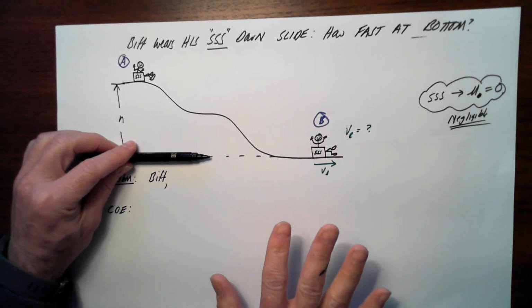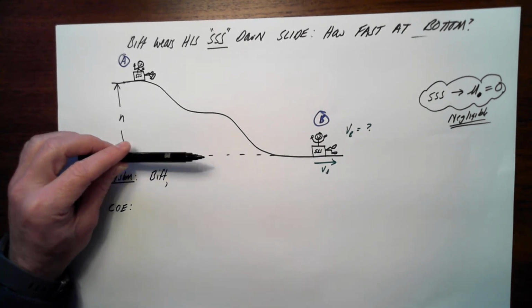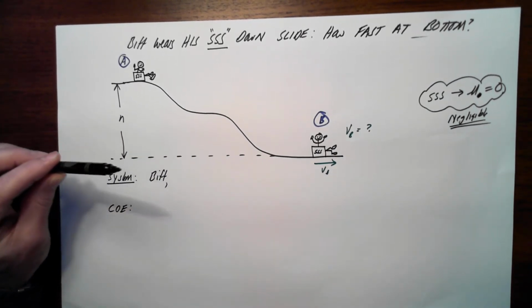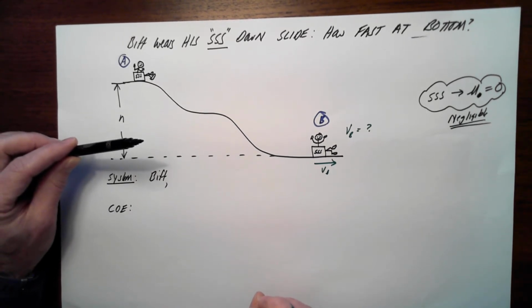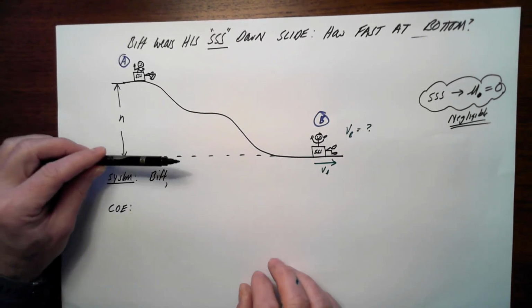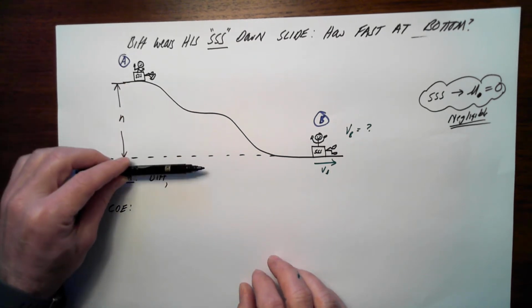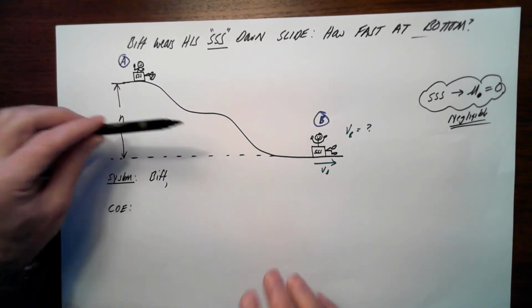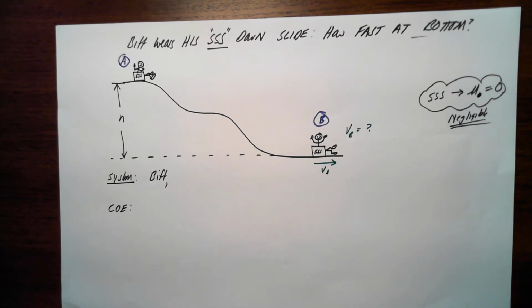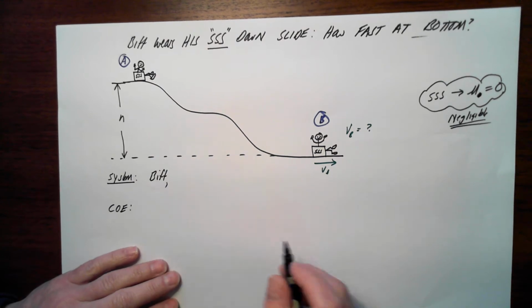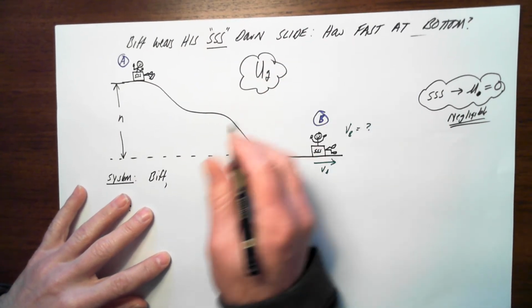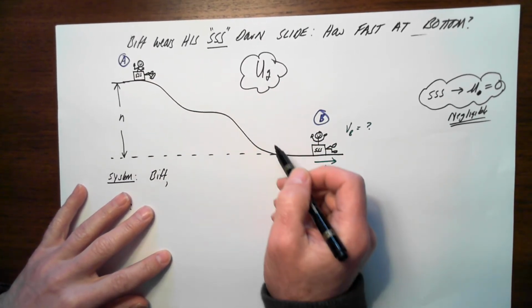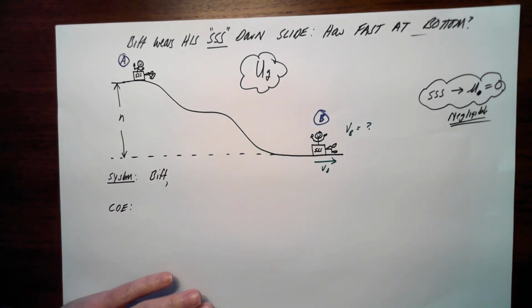Because here's the deal: we don't want to think of gravity as doing work. If you don't include gravitational potential energy, then you have to think about how much work the Earth does, and I don't want to do that. So I want to include gravity. I want to think of Biff as his gravitational potential energy is changing.